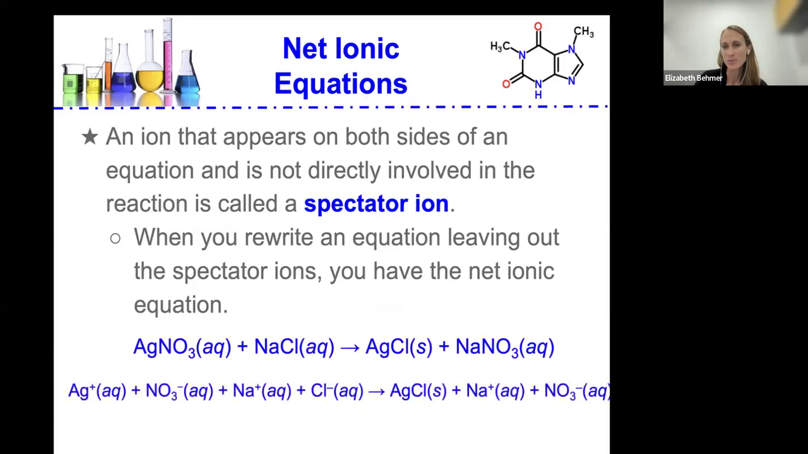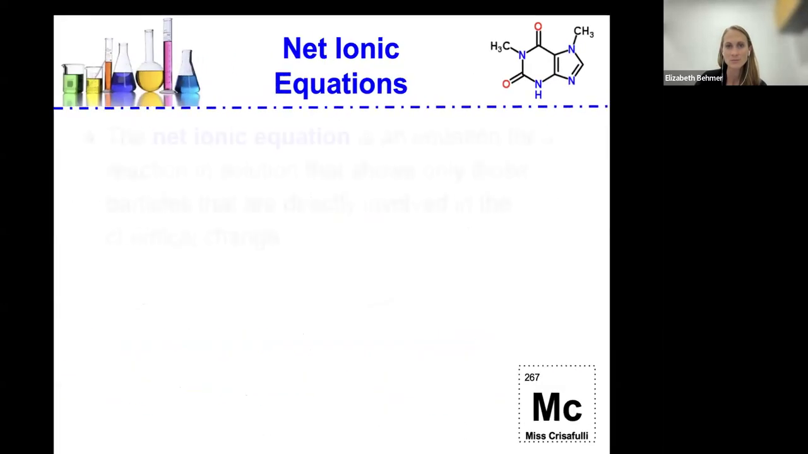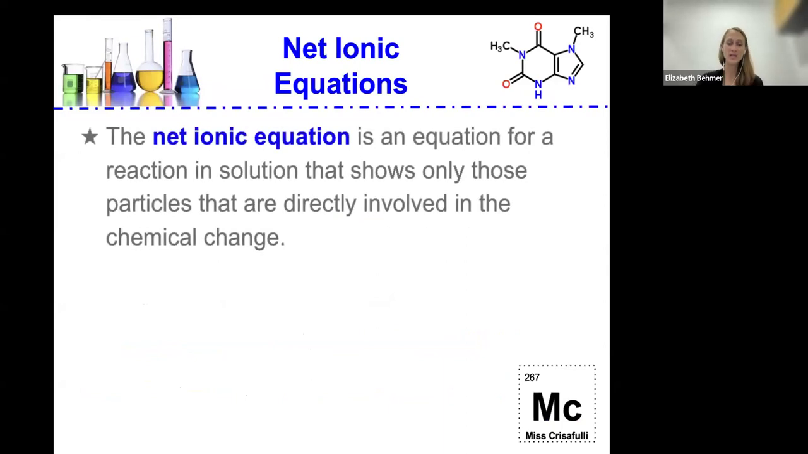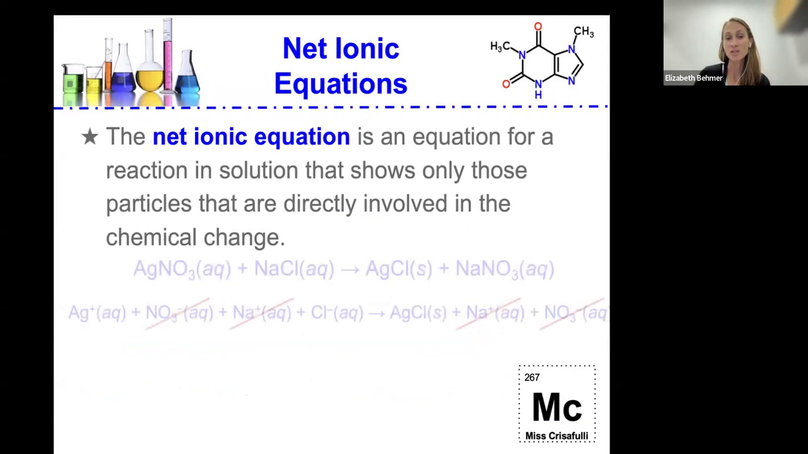So we separated all the ions out, and we're going to eliminate the ions not directly involved in the reaction. Those are called spectator ions. That's what the red X is going through right now. And then the net ionic equation will be an equation for the reaction in the solution that shows only those particles that are directly involved in the chemical change.